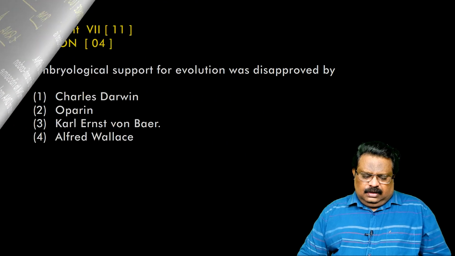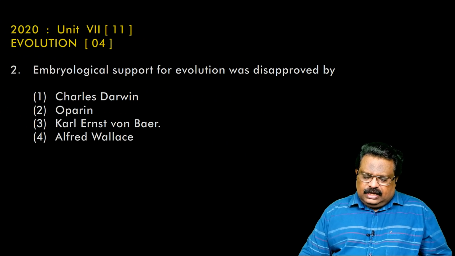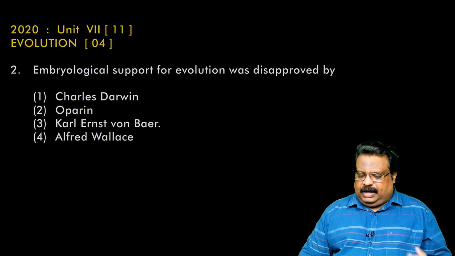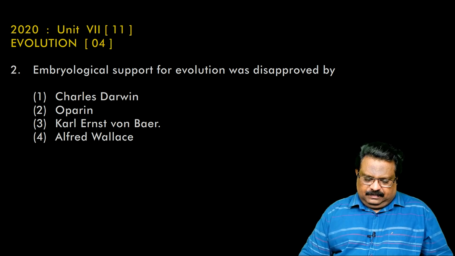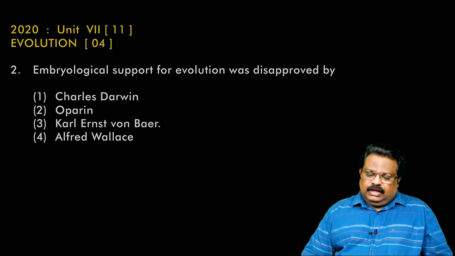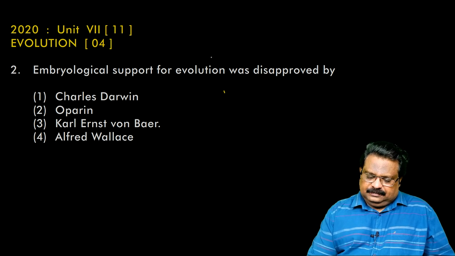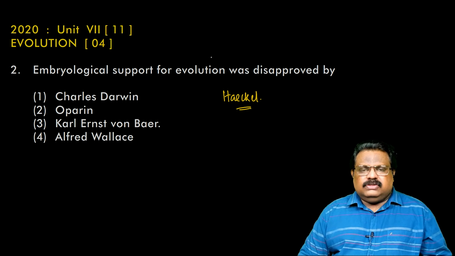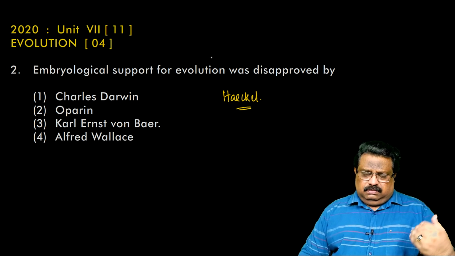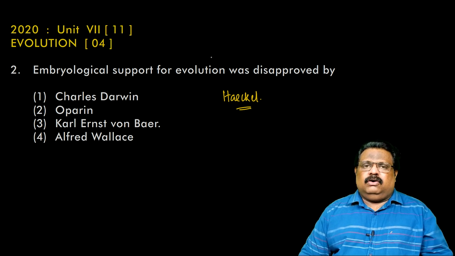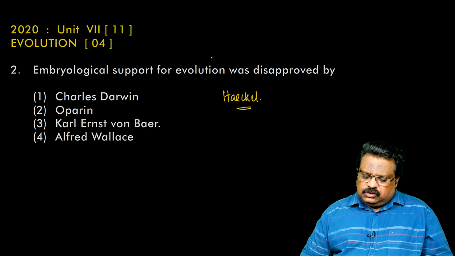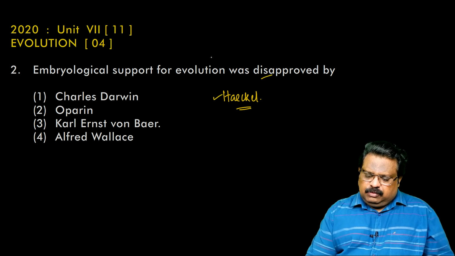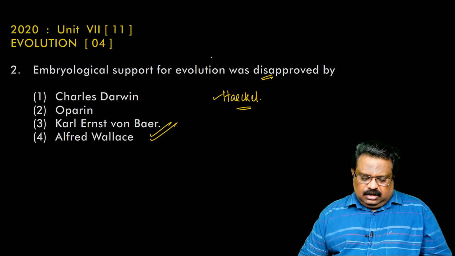Okay. It's a tricky question from evolution. The embryological support for evolution was disapproved by. Actually, the embryological support for evolution was proposed by Haeckel. Embryological support of evolution means the embryos of organisms are similar to the previously formed organisms, isn't it? So that was proposed by Ernst Haeckel, but that was disapproved by von Baer. Von Baer is the father of modern embryology, Carl Ernst von Baer.